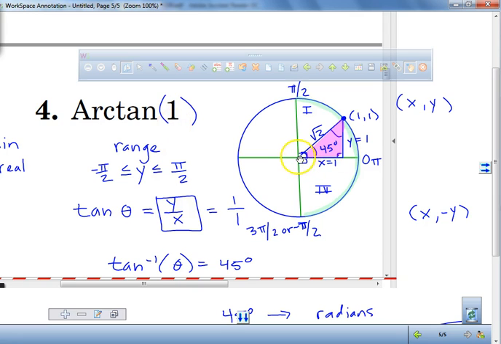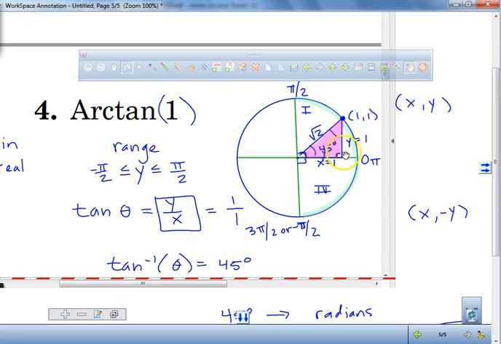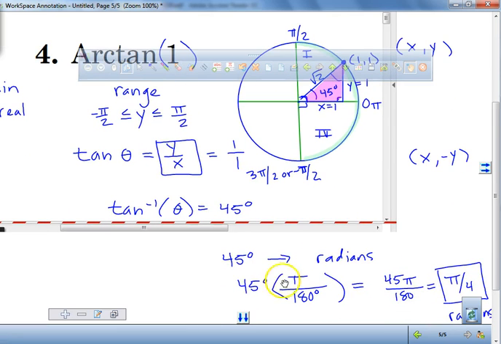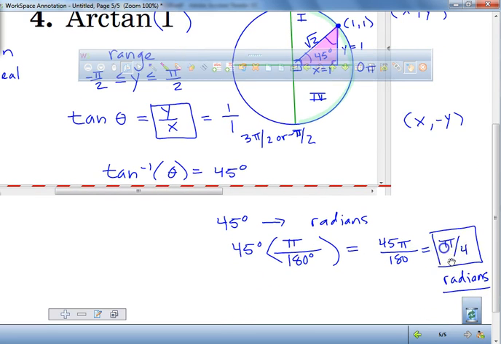Then what did I do? It has to go over 1 and up 1, which means what kind of triangle did you have to build? A 45, 45, 90, because that meets the properties of a 45, 45, 90. So once I knew it was 45 degrees, I wanted to convert it to radians, so I took the 45 degrees and multiplied it by pi over 180, which reduces to pi over 4.